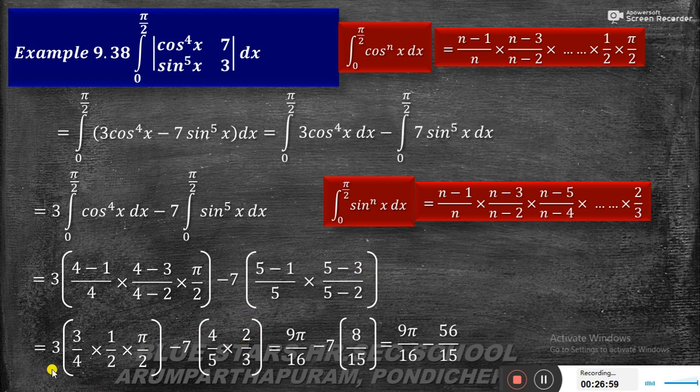Therefore, in the next step you write 3 into (4-1) means 3 by 4, into (4-3) means 1, (4-2) means 2, 1 by 2 into pi by 2, minus 7 into, you write (5-1) means 4 by 5 into (5-3) means 2 by 3. Equal to, in the next step, 3 3s are 9 here, 3 pi by 4 2s are 8, 8 2s are 16. So 9 pi by 16 minus 7 into 4 2s are 8, 8 by 15. Therefore 7 8s are 56, so 56 by 15. So 9 pi by 16 minus 56 by 15. This is our answer.